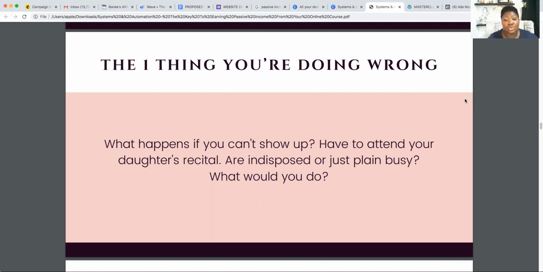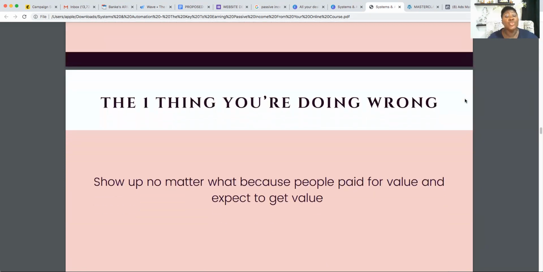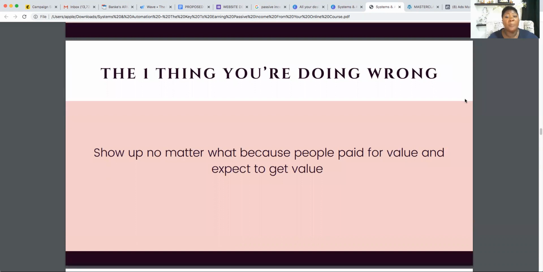What would you do? You will show up no matter what, because people paid for value and they expect to get value. People paid for value, and if your integrity is intact, you want to ensure that they get the value that they paid for. So you show up no matter what happens in your life, which is really not conducive. It is not a productive thing to do, right?